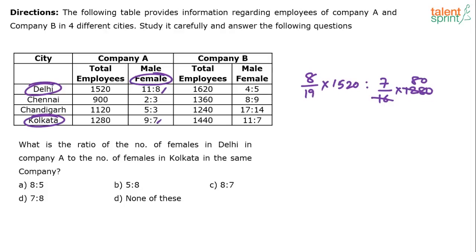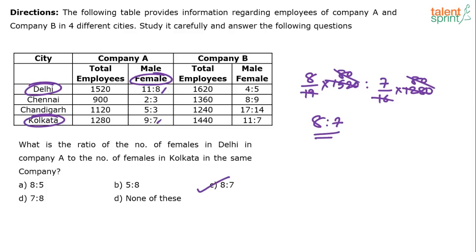And 19 here goes how many times? Can I say this is 1900 minus 380? Yeah, 1900 minus 380 is 1520. So this also is 100 times minus 20 times, 80 times. And 1880 gets cancelled. So yes, 8:7 should be the answer. 8:7, which is option C. Right? Option C.